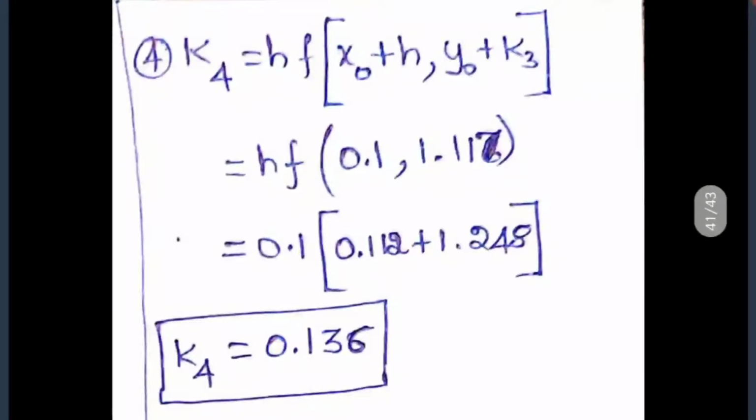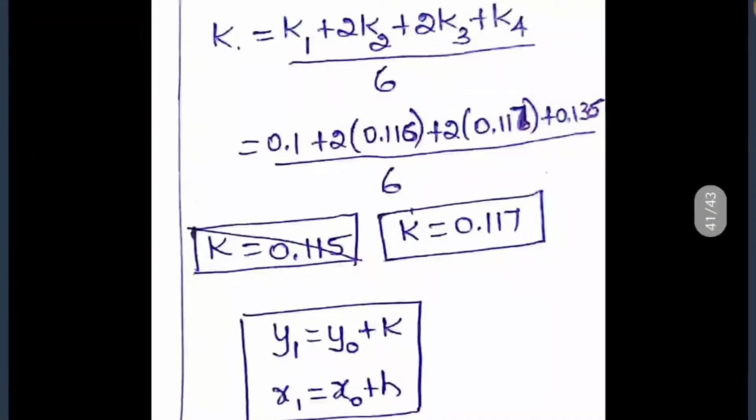Now we have got the 4 k values and we are going to substitute them in the Runge Kutta method's formula. k is equal to k1 plus 2k2 plus 2k3 plus k4, all by 6. This is the formula for the 4th order equations. Substituting all the k values we have found, we get the k answer as 0.117. The next step is to find y1 and x1. y1 is always y0 plus k, and x1 is always x0 plus h. This is a standard formula, so keep it in your mind.